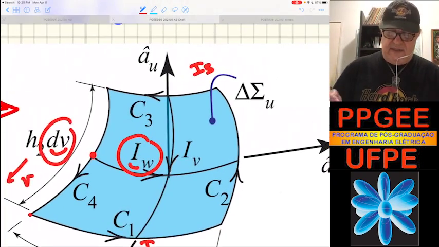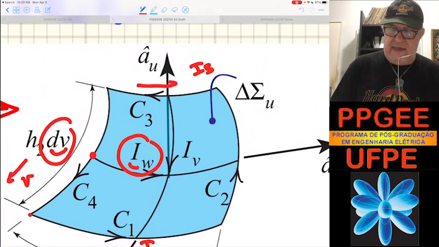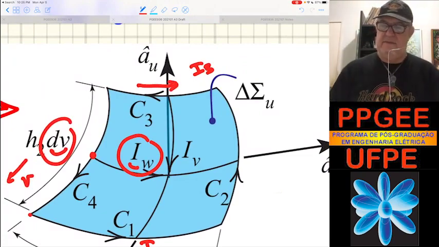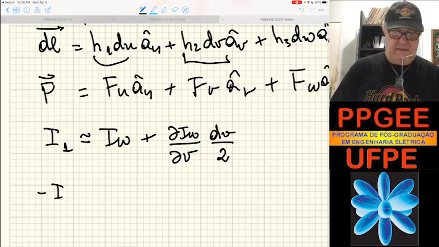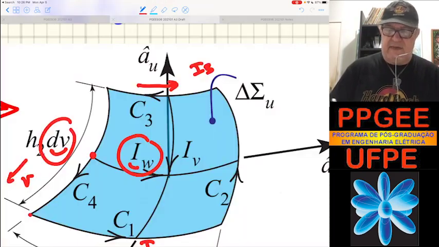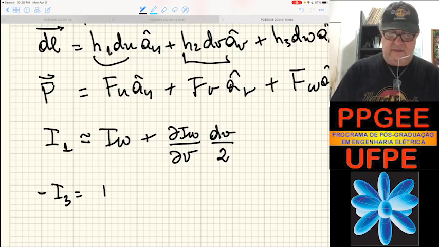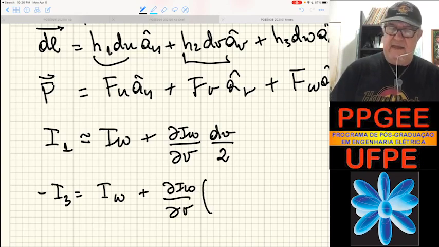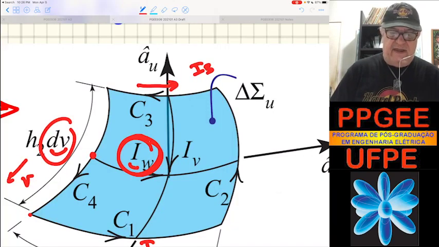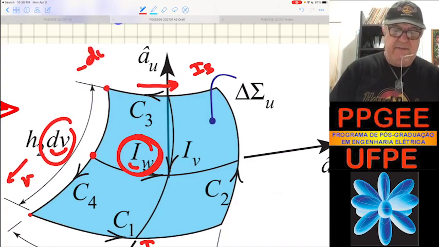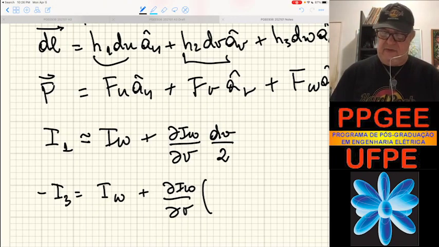So let's go to this one here now. Minus I3 is the same thing. Minus I3 equals IW plus the derivative times the change in V, but V now changed from here to here, changed by minus dV over 2. So it's minus dV over 2.